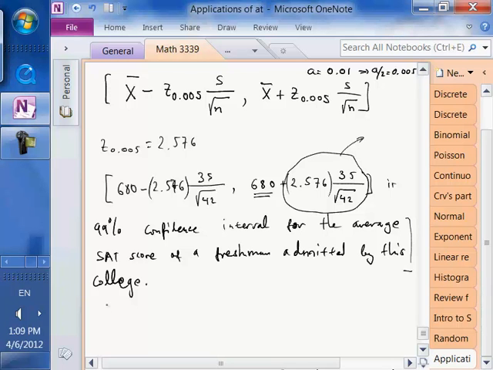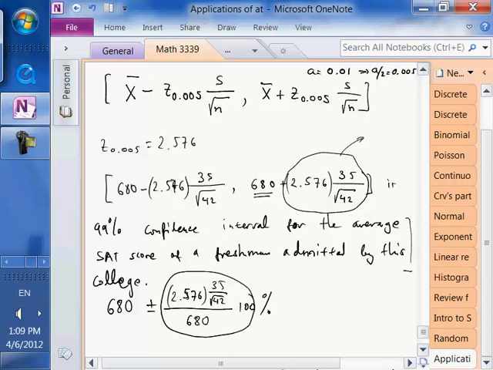So if you want to say the average SAT score of a freshman admitted by this college is 680 plus minus the following number. And that number will be expressed as a percentage. And I multiply by 100 because I want to express all this thing as a percentage. And that's exactly the error. Sometimes you see on channels or on broadcasting or report of statistical examples, statistical results.